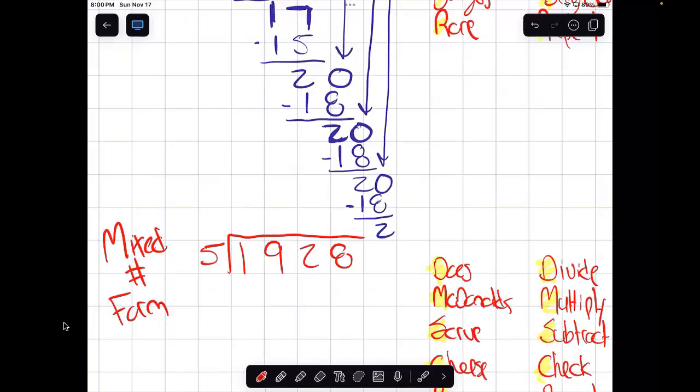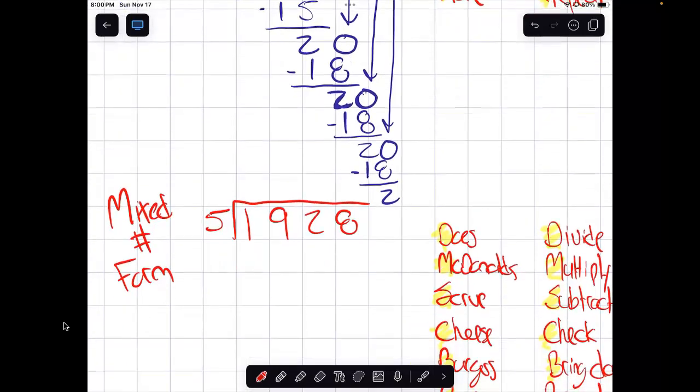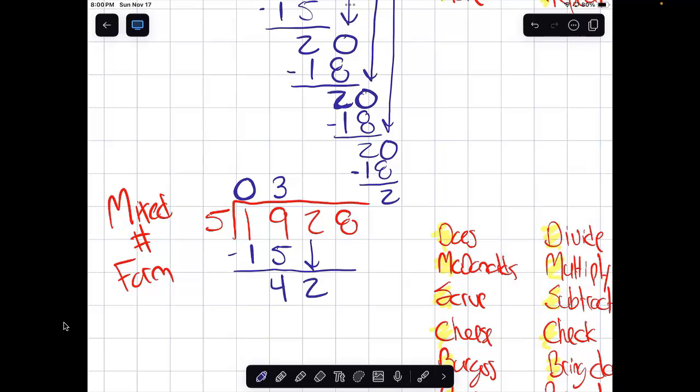My second problem is 1,928 divided by 5. This time I'm going to expect you to give me a mixed number form answer. 5 does not go into 1, so I make sure I put my place value holder here above the 1. 5 goes into 19 3 times. 3 times 5 is 15. 19 minus 15 is 4. Bring down the 2. 5 goes into 42 8 times.